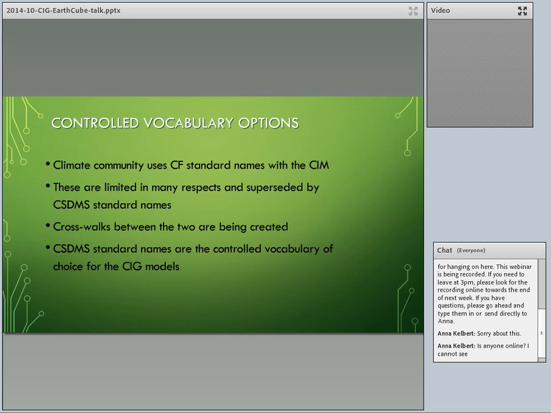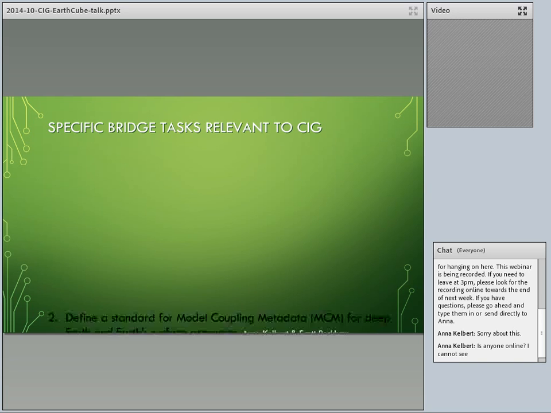The reason we choose to use CSDMS standard names rather than something that the climate community has been typically using is because it's more relevant and more complete. The CSDMS standard names description is more coherent, and there are crosswalks between the two that are being developed. So the choice is CSDMS standard names for controlled vocabulary, and these will, of course, be extended to our community.